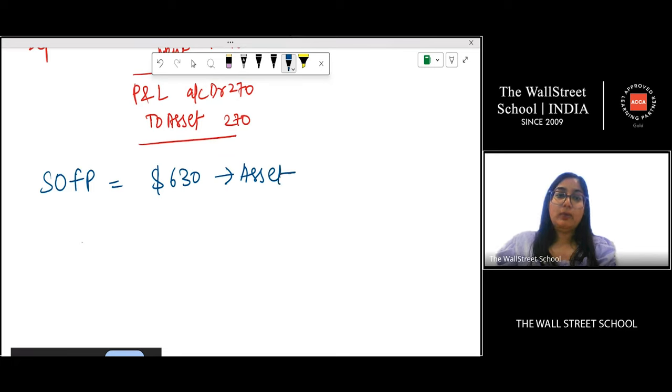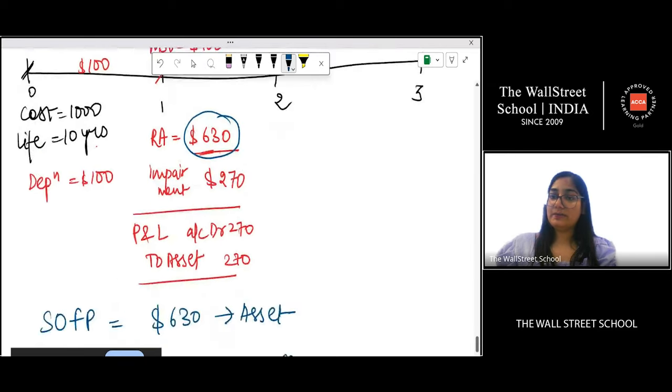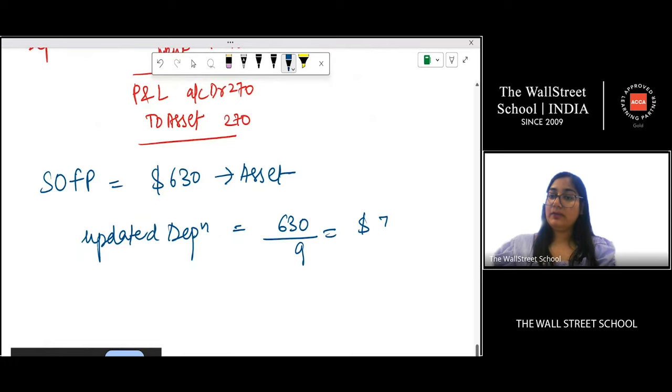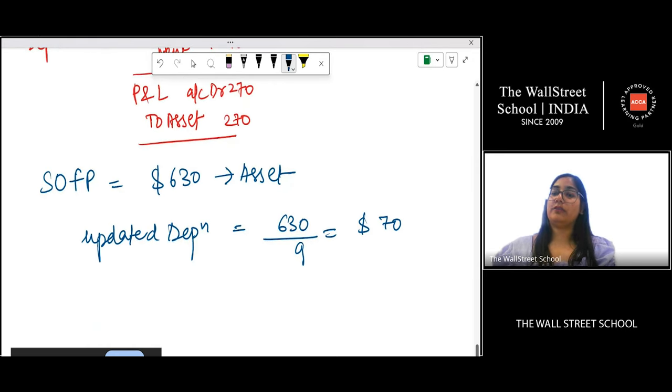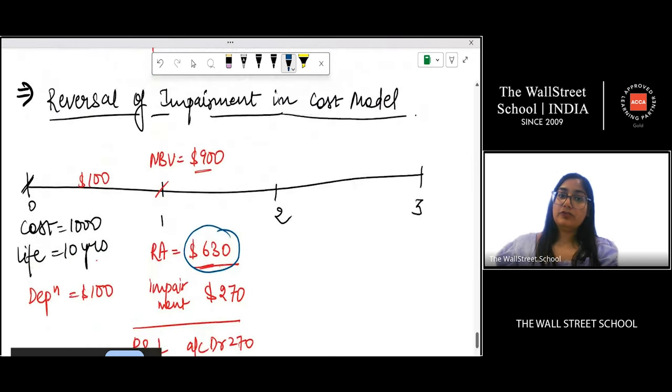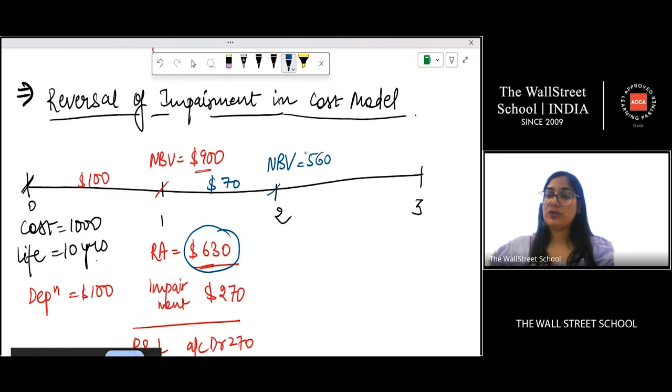So that means what will be the updated depreciation? 630 divided by how many years? 1 year has passed, that means 9 years. That means $70 will be my updated depreciation. So from now onwards, I will be depreciating my asset for $70. Okay. So for next year, what is the amount of depreciation? 70. So now what is the net book value? 560. For second year, again, the depreciation will be charged at $70. Now what is the net book value? 490.